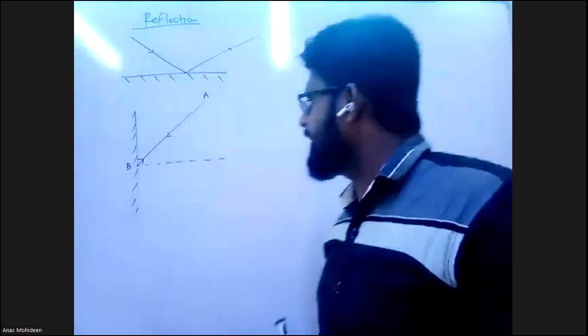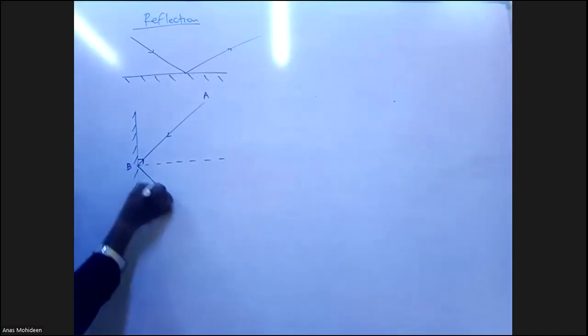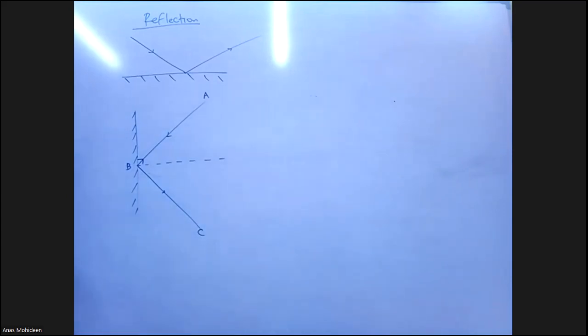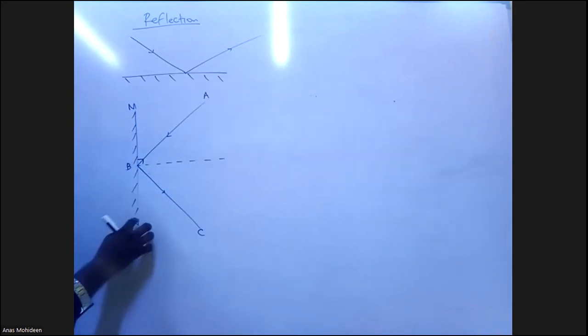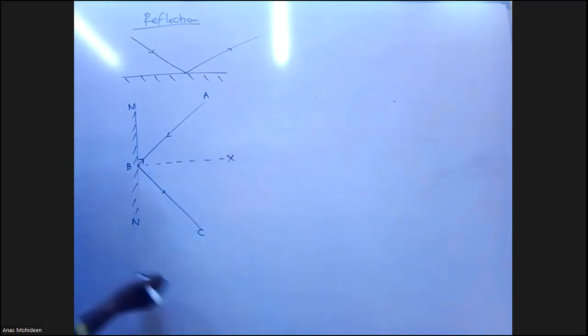And from here, there will be a ray going out in the same medium. I'll name it as BC. And the mirror I'm naming as MN. It is not a must to take all these letters, just examples. And this straight line is the perpendicular line. I'll mark it as BX. So the same letters I took from your table. Now we have to name them.